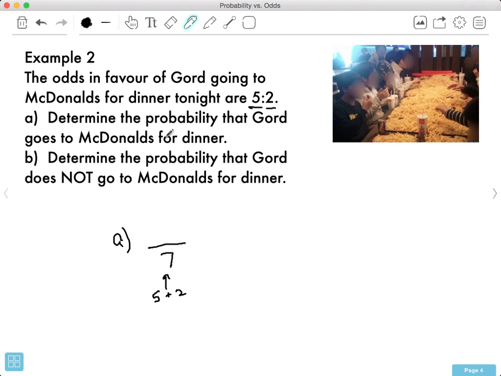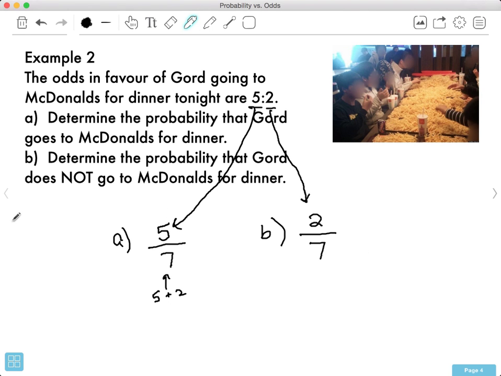I want to determine the probability that I do in fact go to McDonald's for dinner, so the top number would be my successful outcomes, which would be 5. This same 5 from here. And then for B, determine the probability that I don't go to McDonald's for dinner. Well, there's still 7 outcomes, but 2 of them are bad, meaning I don't go to McDonald's for dinner, so I put the 2 on top of my probability fraction in that case.